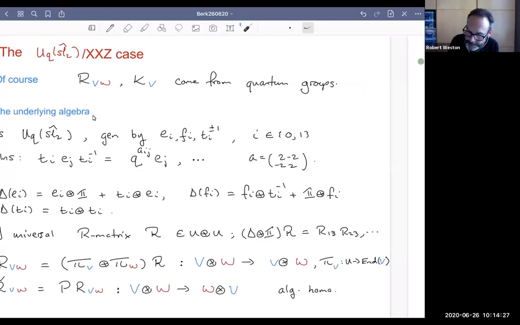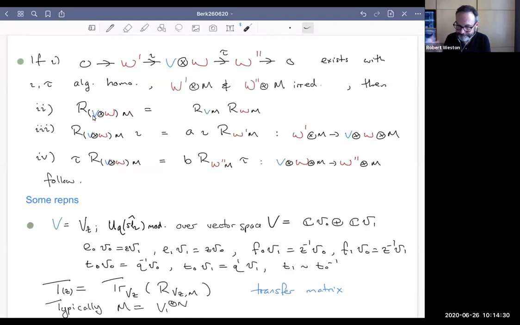You know all that. So what about the other relations? Well, now we go back to short exact sequences. I make the assumption that there is a short exact sequence, but now it is a short exact sequence of U_q(sl2 hat) modules. Generally it doesn't split. But if this exists, and if iota and tau are algebra homomorphisms as well, and I choose some other representation M, and I have that W prime M and W double prime M are irreducible, then I have the following structure.